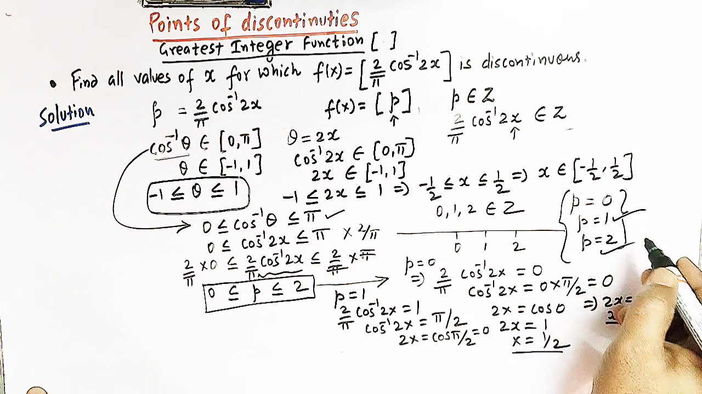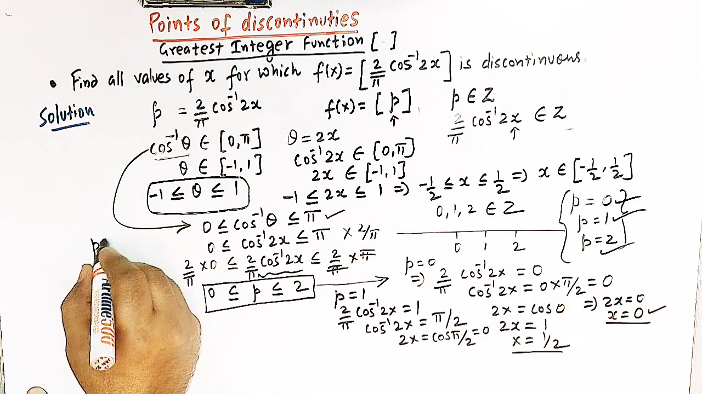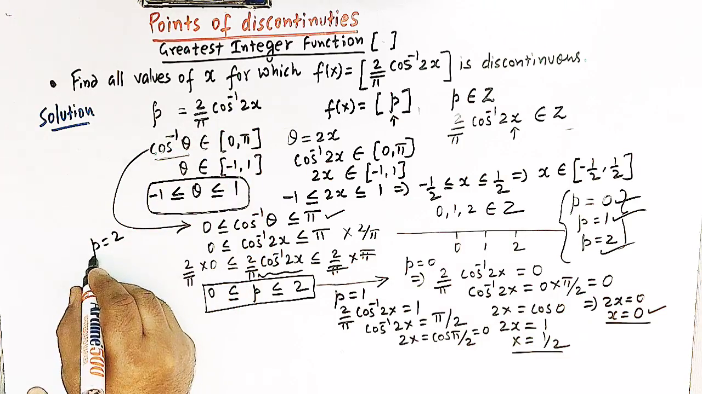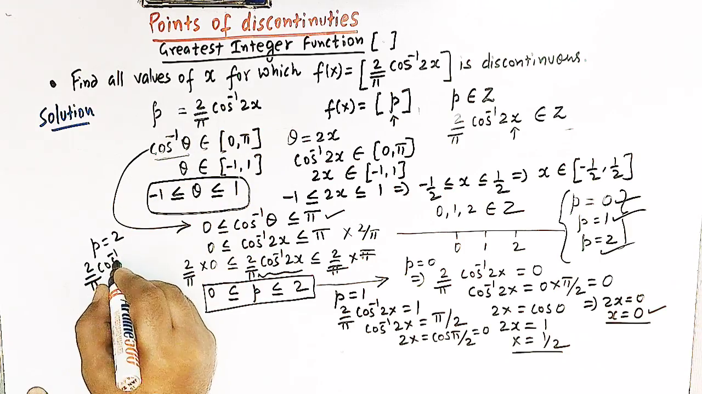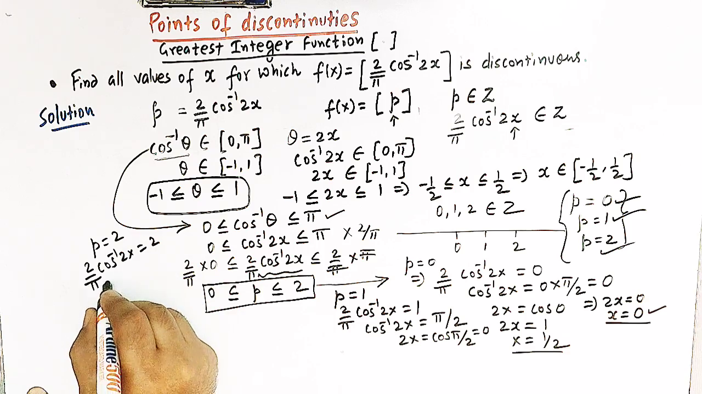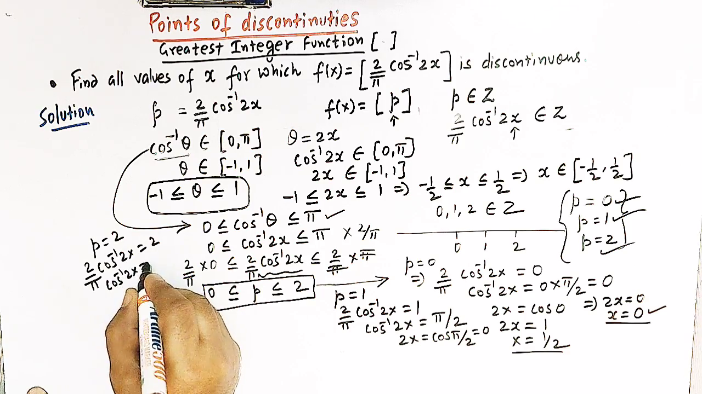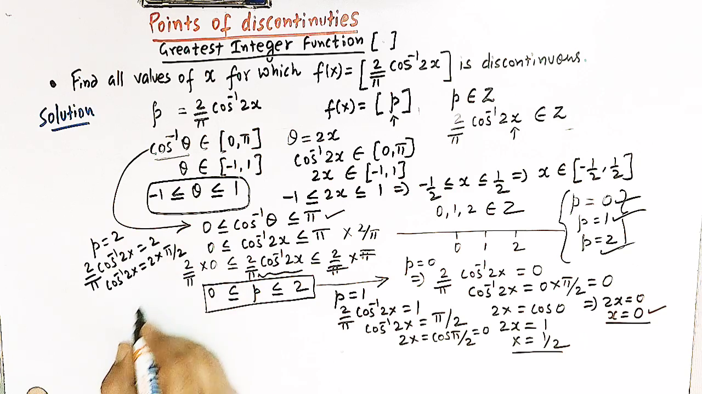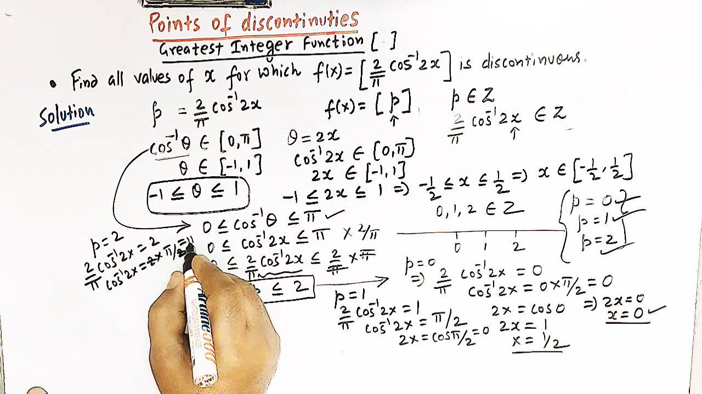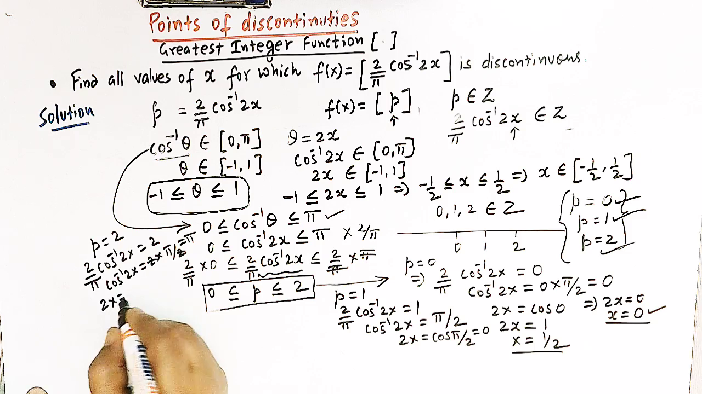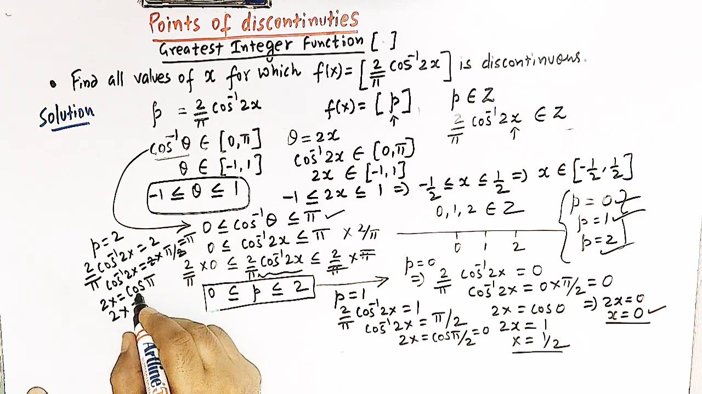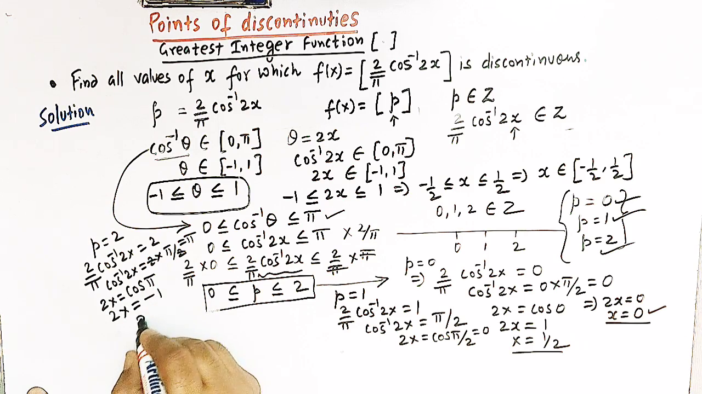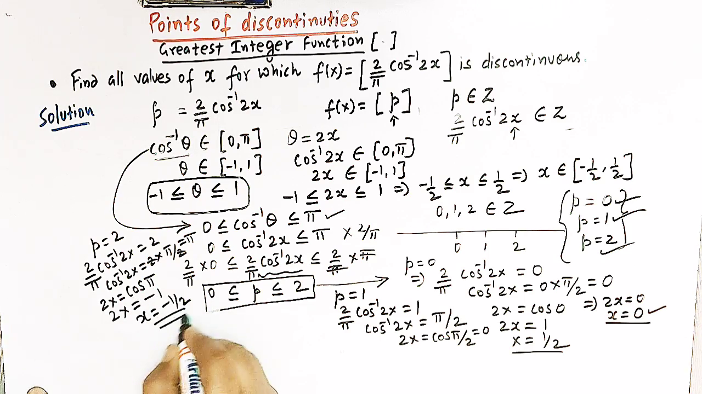Now we have the third equation as p is equal to 2. So from here we can now substitute the value of p. So 2 over pi cos inverse 2x is equal to 2. So cos inverse 2x is equal to 2 times pi over 2. So here 2 and 2 get cancelled. So we have pi. Now 2x is equal to cos pi, and cosine pi is minus 1. So x is minus half.